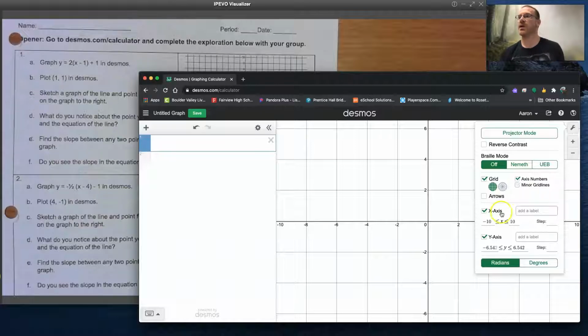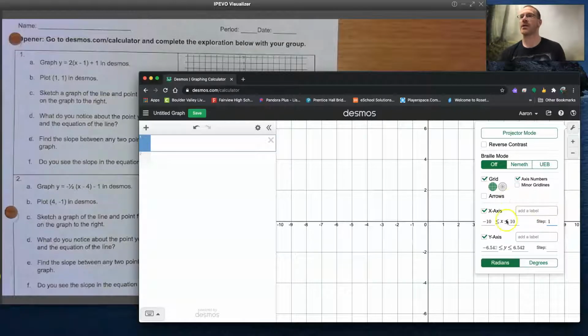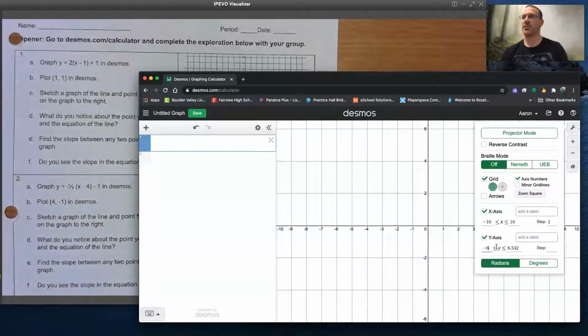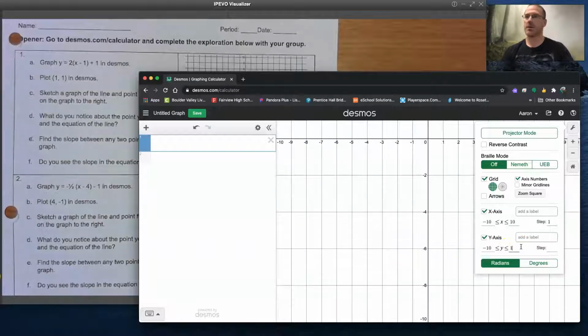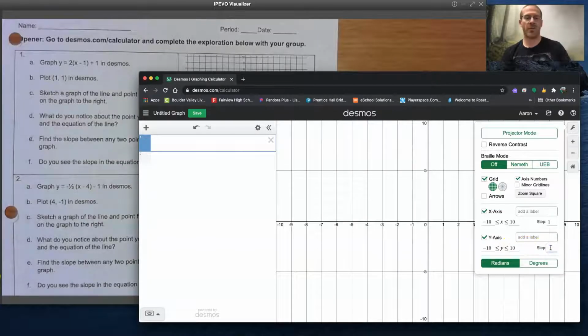Now, the other thing is if you come down here, it's going to go from -10 to 10, and I'm going to put in a step of 1 right here. So then it counts by ones along my x-axis. Now I'm going to come down to the y-axis and put in the same thing: -10, 10, and a step of 1.